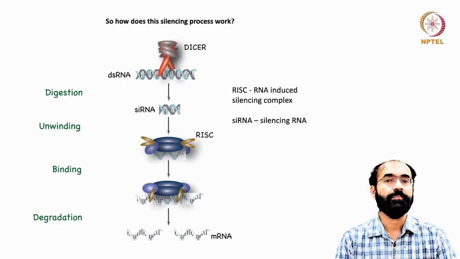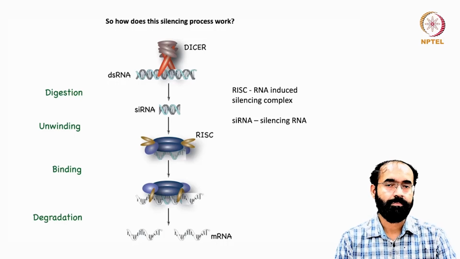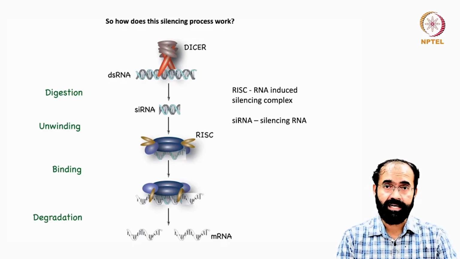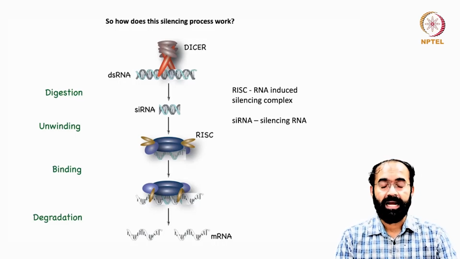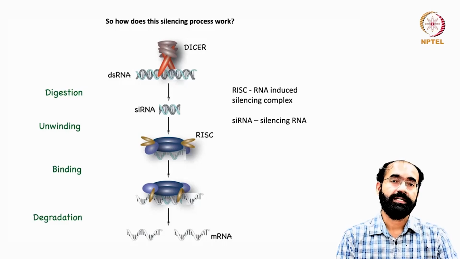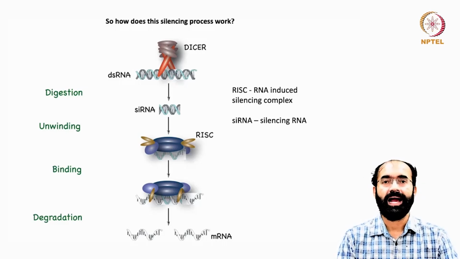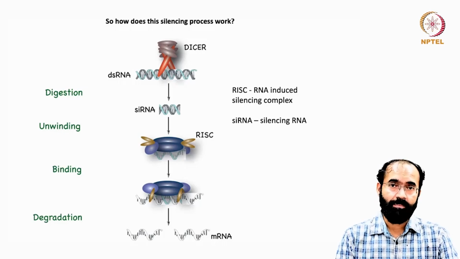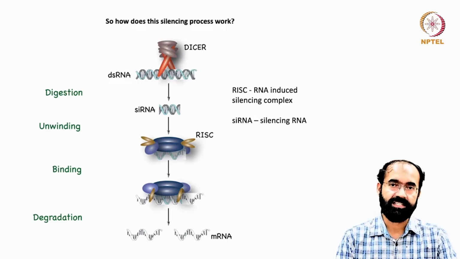DGCR8 and DROSHA trim the non-coding RNA, and the pre-microRNA is created in the nucleus. In the cytoplasm, Dicer, which is a nuclease, acts and gives rise to the actual microRNA. So how does a double-stranded RNA enter the cell? Usually in the cytoplasm. Normally RNA stays in the cytoplasm.